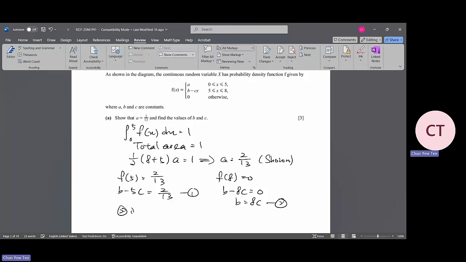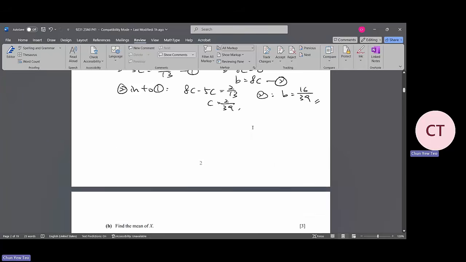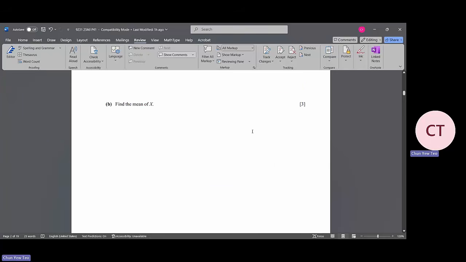Then substitute 2 into 1. You will have 8C minus 5C is equal to 2 over 13, and then C is equal to 2 over 39. From equation 2, B is equal to 16 over 39. Done. We have found the values of B and C. That is the answer for number 2A. Now we move on to 2B: find the mean of X.